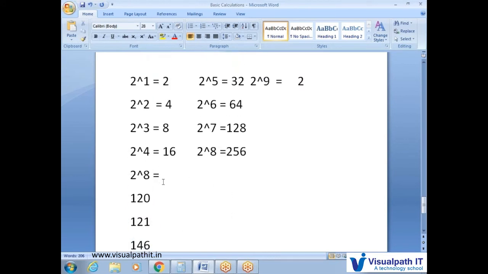Now how do we convert 2 power 8? 2 power 4 into 2 power 4: the base is the same, so add the powers, which equals 2 power 8. You know the value of 2 power 4 is 16, so 16 into 16.